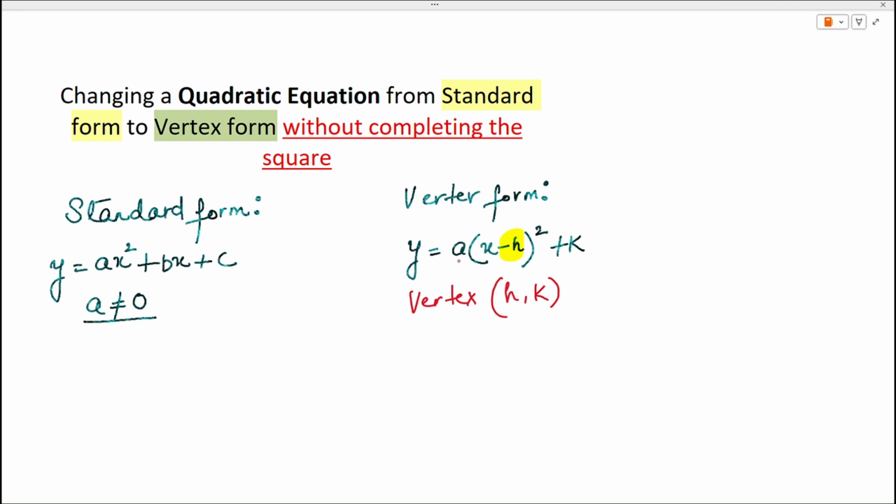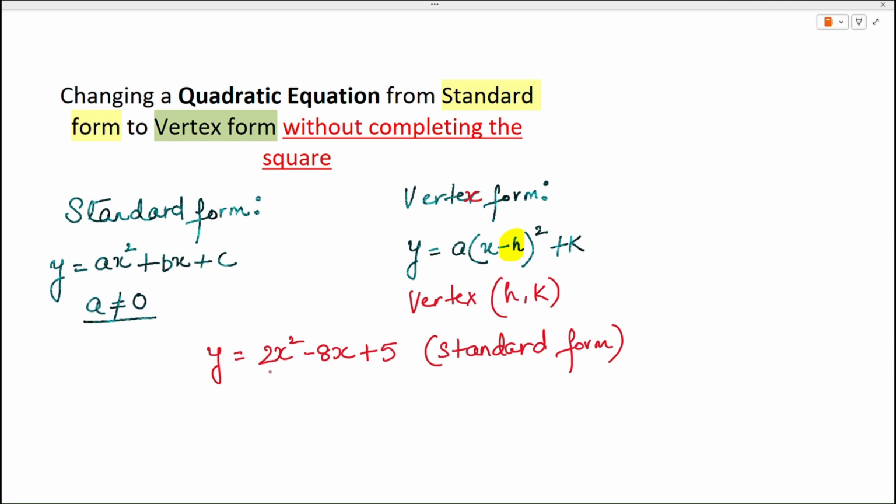It becomes very easy if we have been given the vertex form. It's easy to figure out the vertex from there. Let us take an example of a quadratic equation in the standard form: y is equal to 2x squared minus 8x plus 5. This is the equation in standard form, and we are going to change it into the vertex form, but again without completing the square.